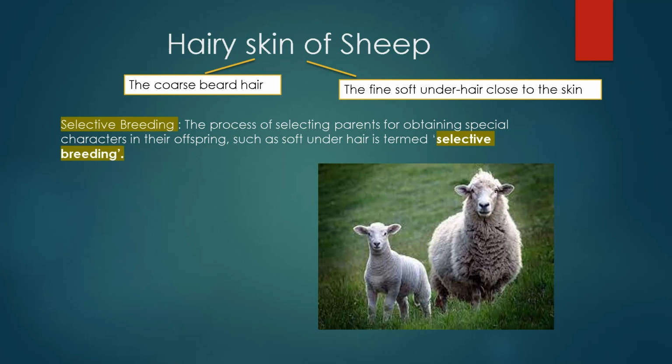So we select the parents according to that. We select the parents so that from them we can get the best, smooth, soft hair. Selecting parents for obtaining special characters in their offspring, such as soft under hair, is termed selective breeding. So we select the parents, and their offspring comes with really nice hair. That is used for our wool making process.